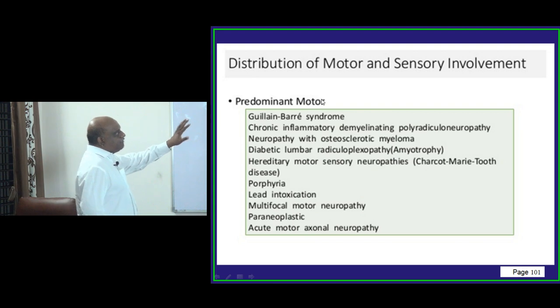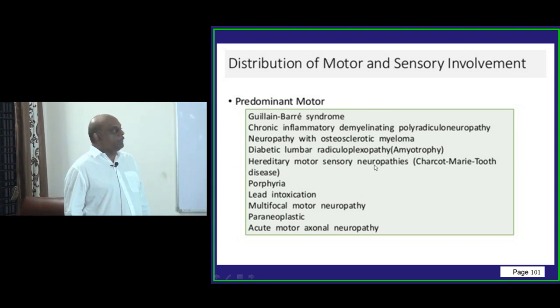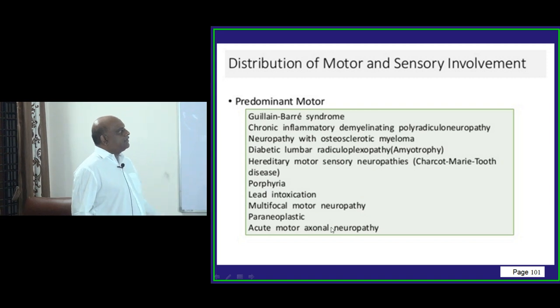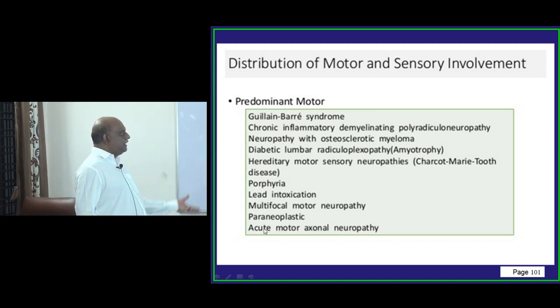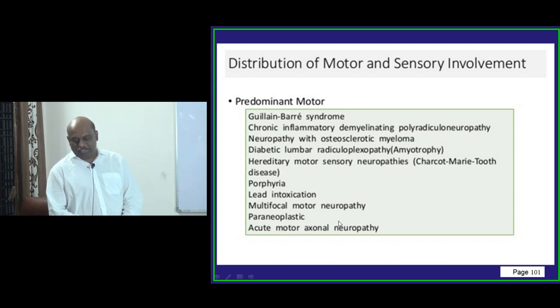So, predominant motor, where does it occur? Guillain-Barré, diabetic lumbar radiculoplexopathy, porphyrias, lead intoxication, Charcot-Marie-Tooth, then paraneoplastic neuropathy, they're all predominantly motor, is what you need to basically remember. And lead intoxication, don't forget.